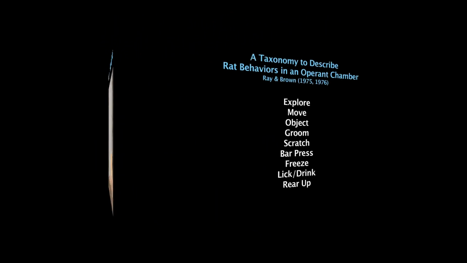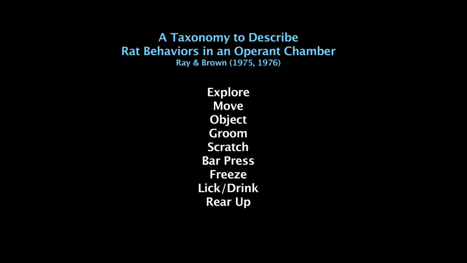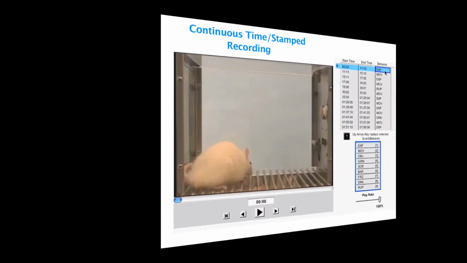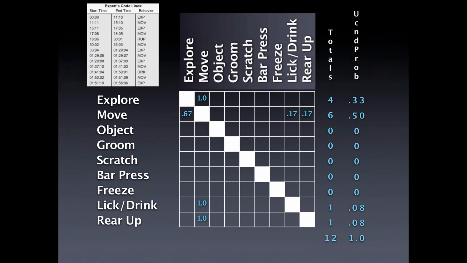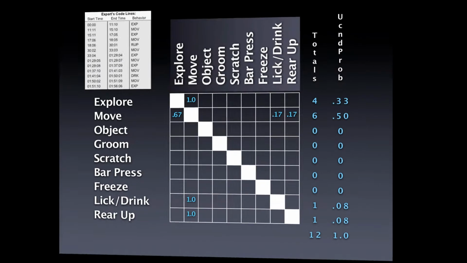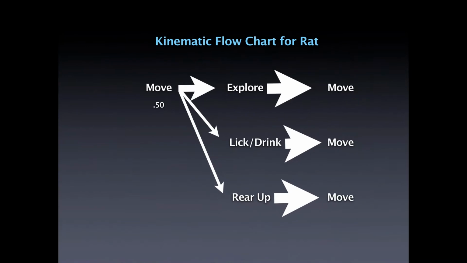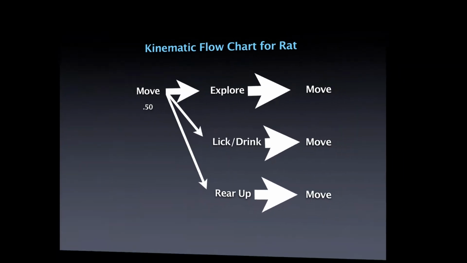The remainder of the video slideshow illustrates how a behavioral taxonomy similar to that used by Ray and Brown may be used for continuous coding of observations, and how that results in time-stamped recording that allows us to conduct a subsequent kinematic analysis similar to that also reported by Ray and Brown in their 1975 and 76 publications.